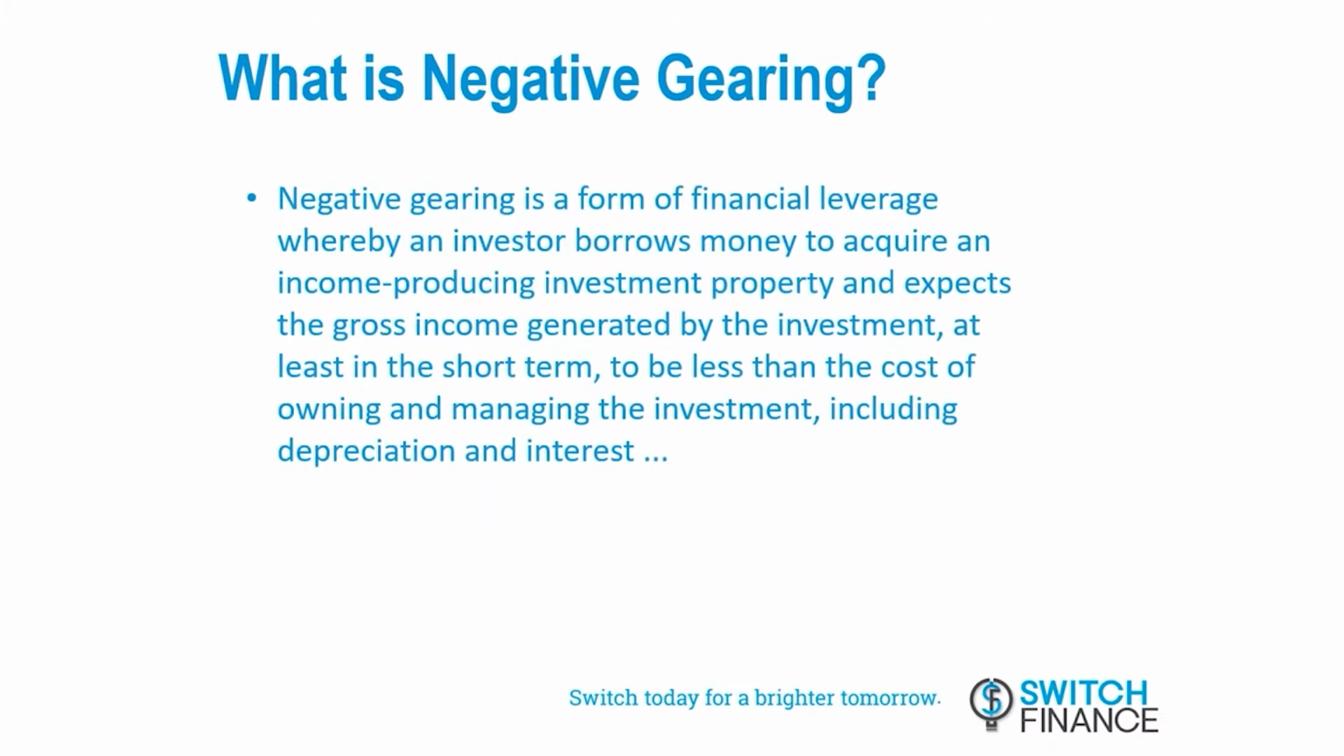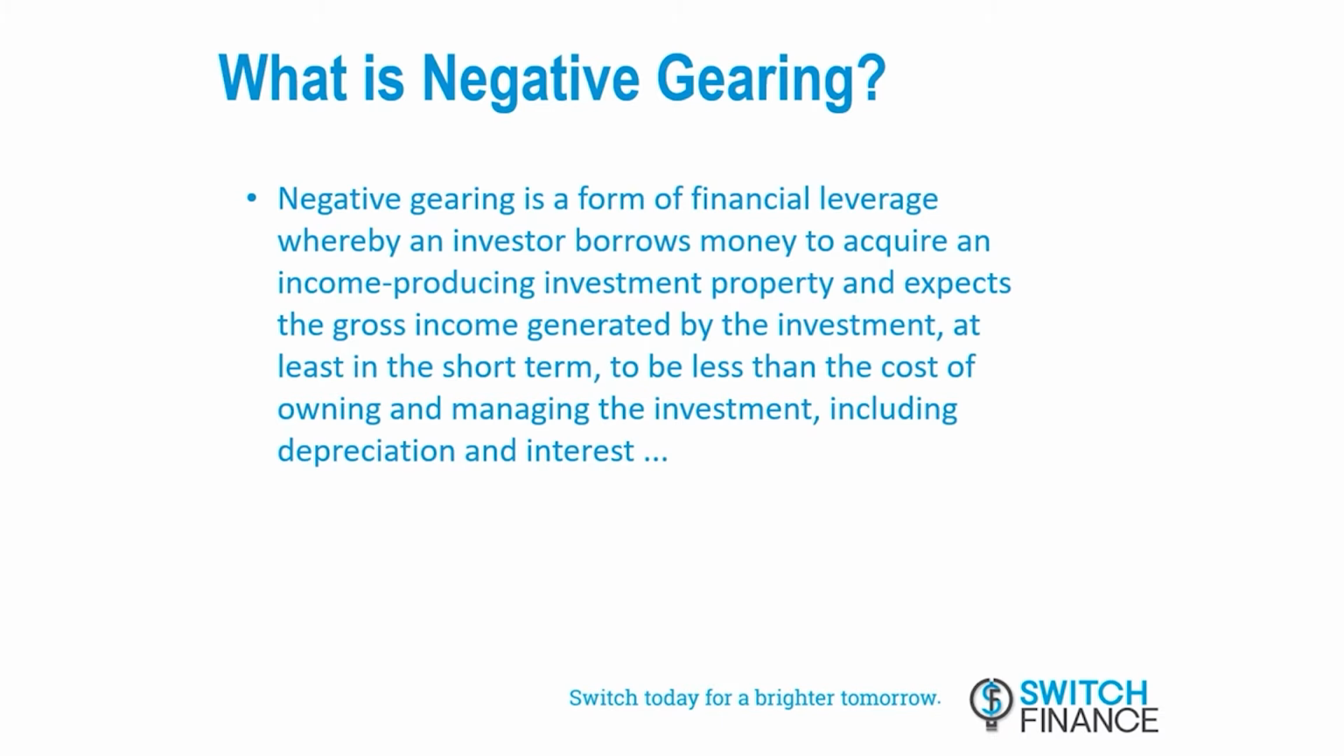So there's the technical definition of it there, but basically what negative gearing is in a nutshell is you borrow money to buy an investment, and it just means that you pay more for costs such as interest and expenses than what you receive in rent or investment income. So it just means there's a deficit in your income compared to your outgoings.